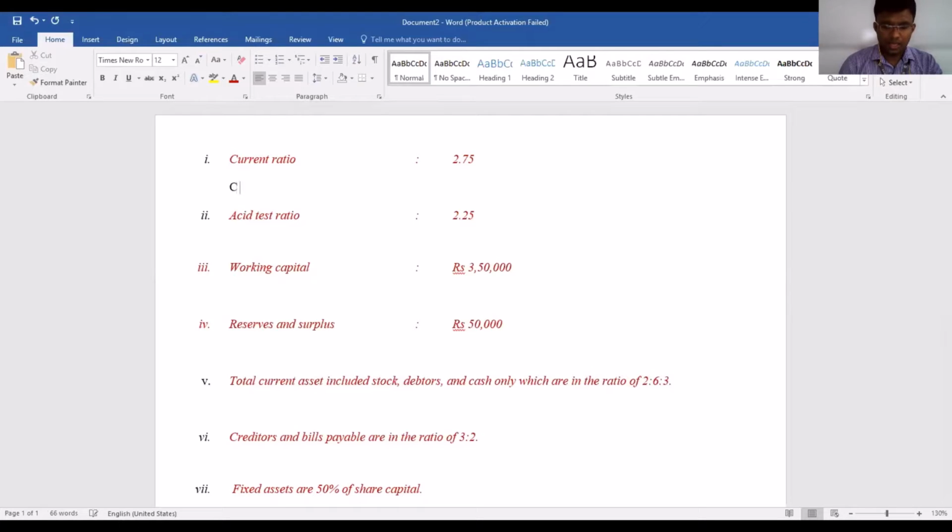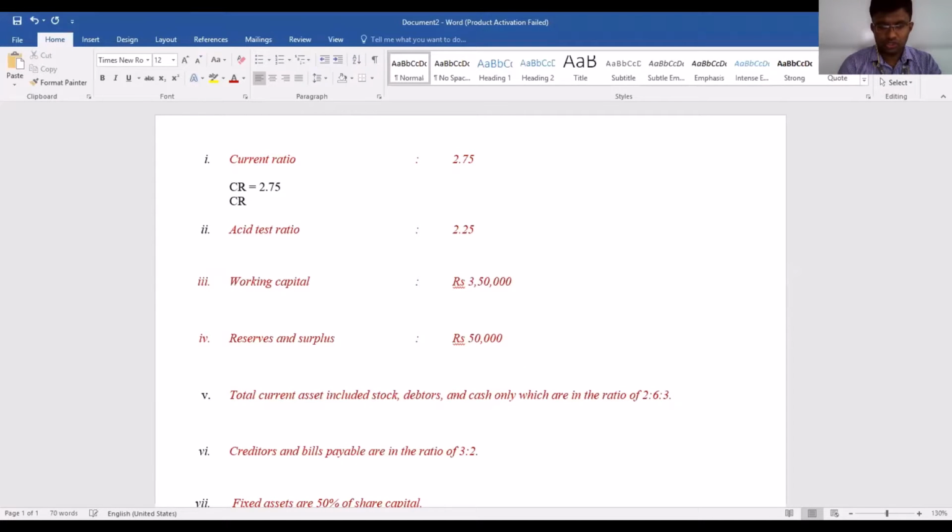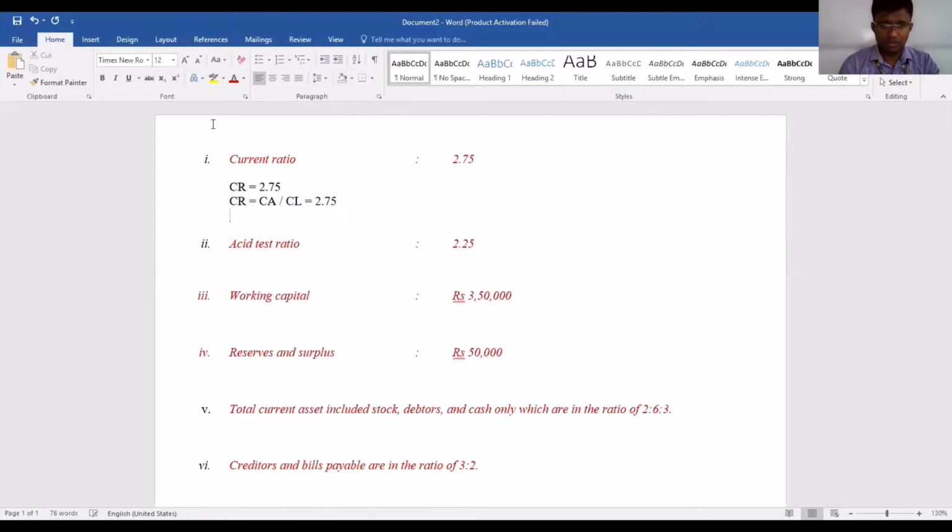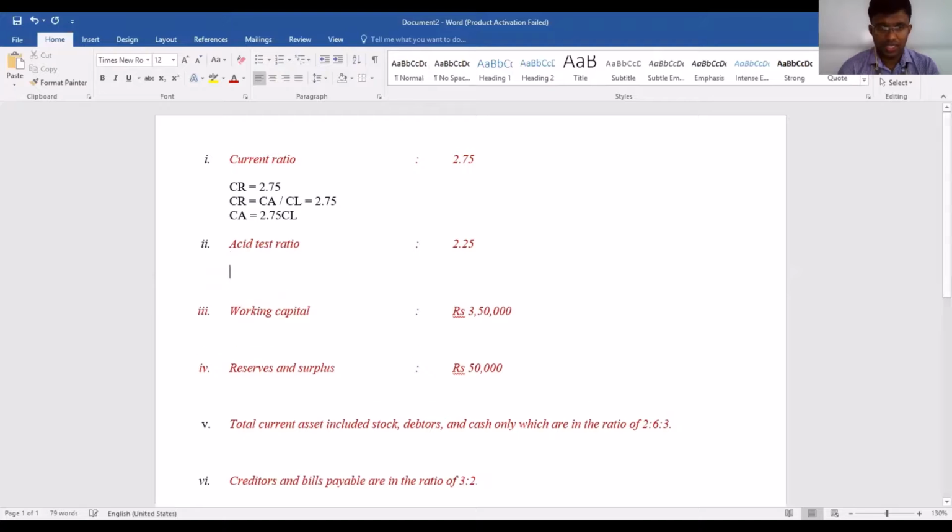We know that current ratio is 2.75, and the current ratio's formula is current asset divided by current liability. So current asset is equal to 2.75 times current liability. There is nothing much that we can do right now with this piece of information, so let's stop over here and move on to the next ratio which has been given to us.